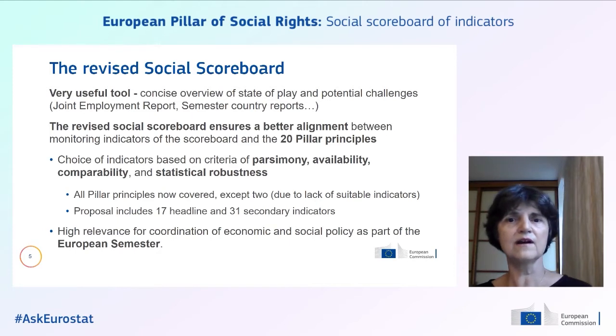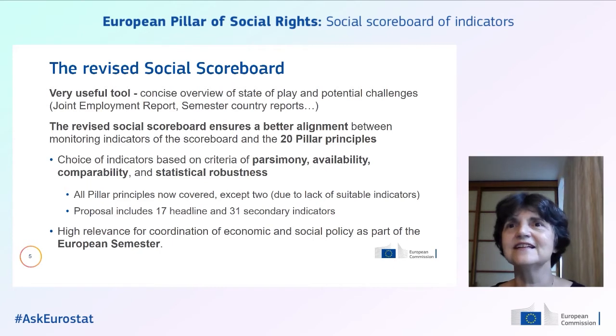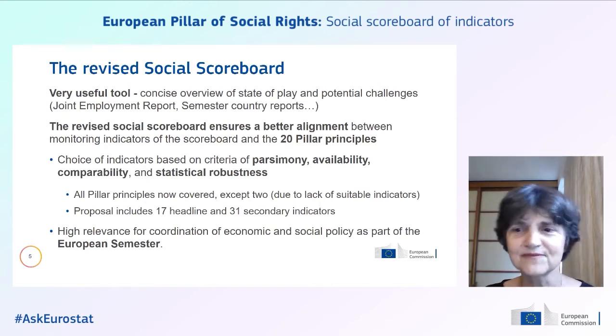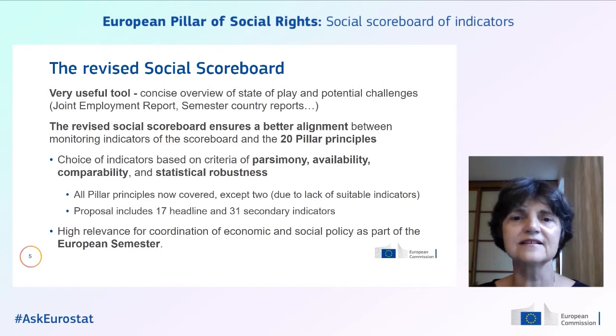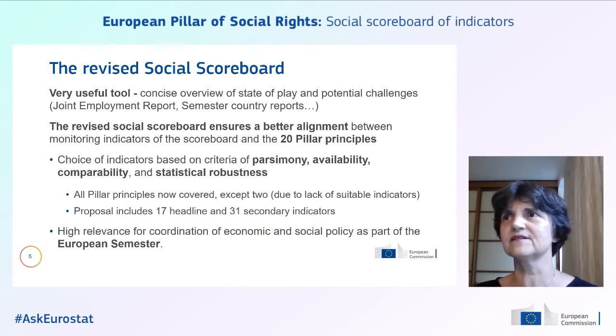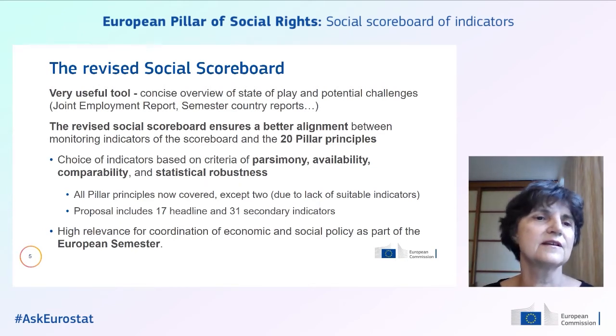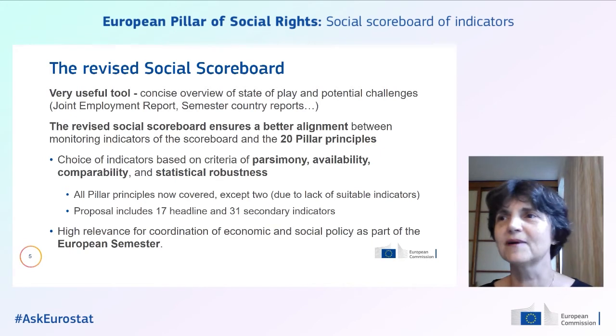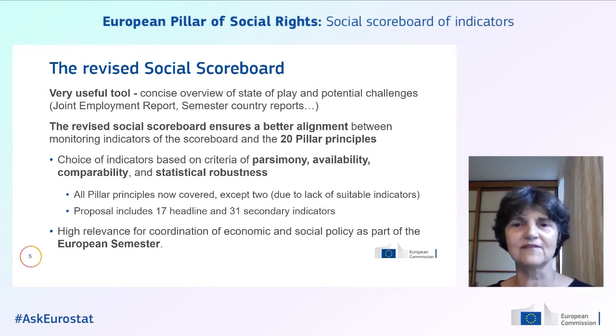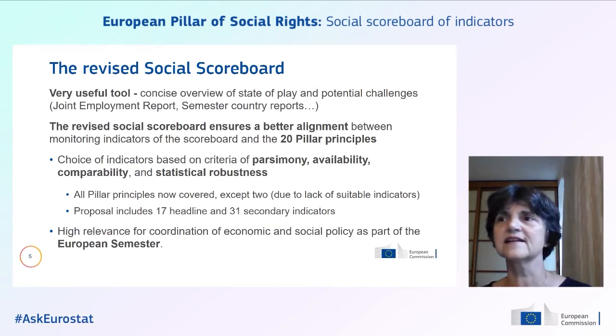And what is now new in this adjusted scoreboard is, of course, that we have revised it in a way that it better reflects all these pillar principles, because so far some of these pillar principles were not reflected, and now we have made a major step in the direction of reflecting by now 18 of the 20, and we will continue to work on that. We have, of course, made sure that it takes into account parsimony, availability, comparability, statistical robustness, and of course our colleagues at Eurostat have been very helpful in this context.